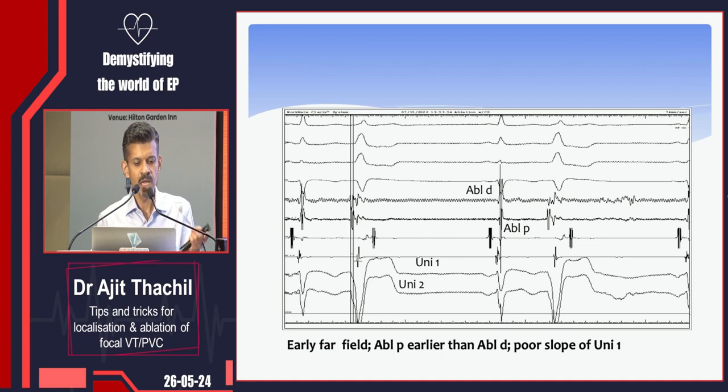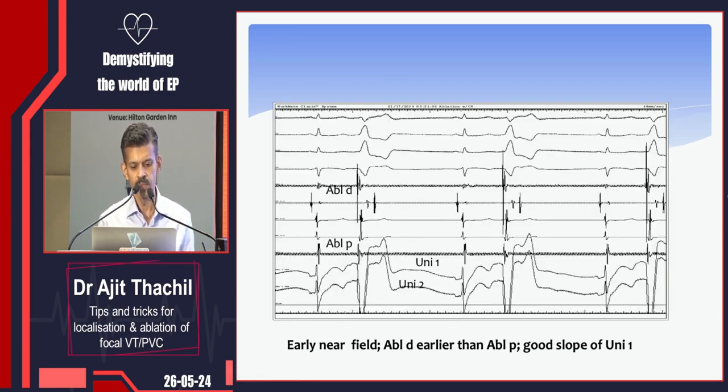But this is not at all good. You see, the distal is earlier, and the proximal is earlier than distal. And you look at unipolar 1, the slope is very poor. The unipolar 1 has a shallow slope, whereas unipolar 2 has a steeper slope. So this is closer to unipolar 2 than unipolar 1. So this is much better.